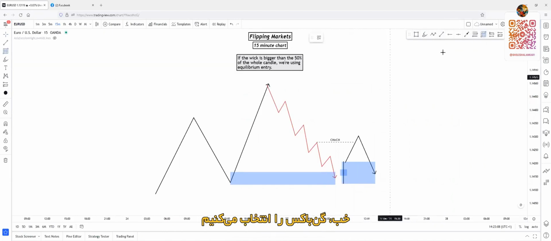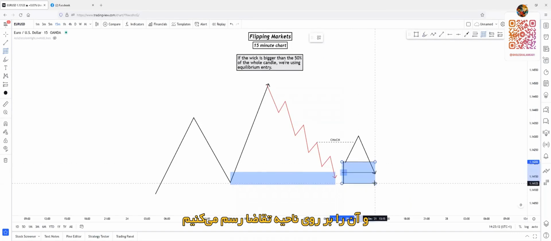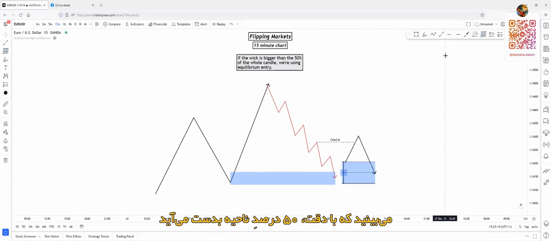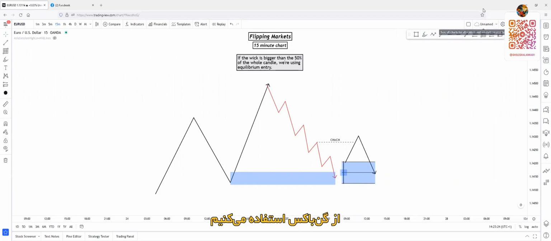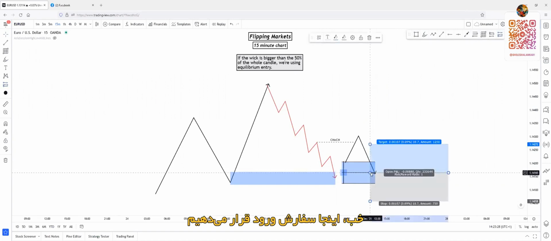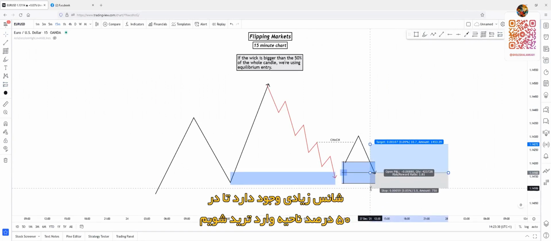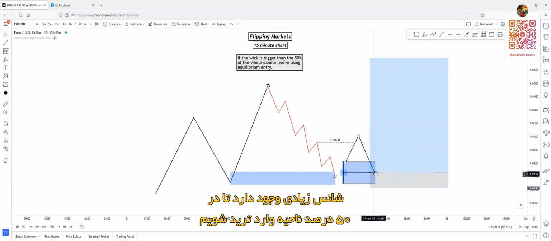So let's just pick our Gambax and use it on our box, use it on our demand zone. As you can see, it will perfectly mark out the 50% of that zone. And in these cases, when the wick is bigger than the 50% of the whole candle, we will use the Gambax and we will use the equilibrium entry. Okay, I just set a limit order here, and price has a great chance to tag us in the trade on the 50% of the zone.